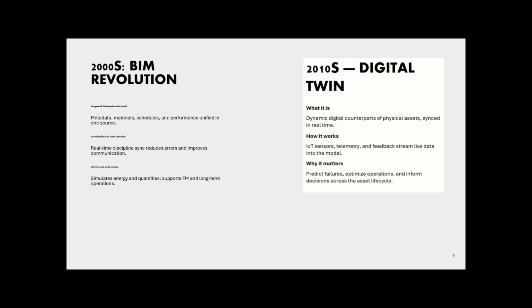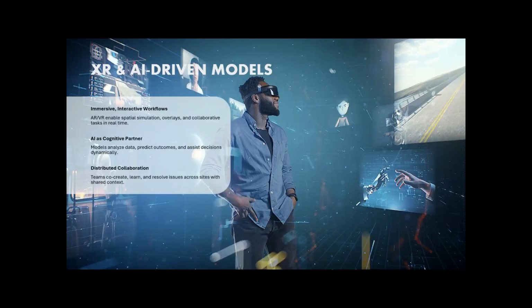This evolution redefined the model as a collaborative platform where architects, engineers, contractors, and facility managers could work from a single integrated digital source. The BIM model acted as a coordination hub, enabled clash detection, improved communication, and reduced construction error by synchronizing disciplines in real time.